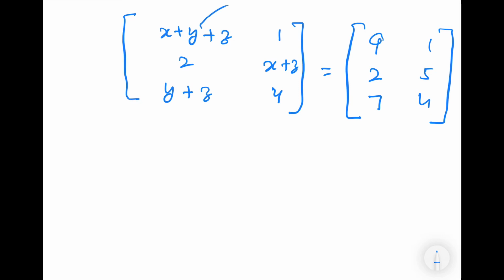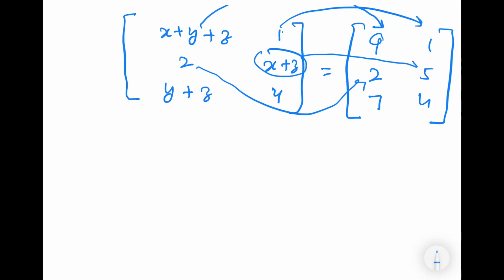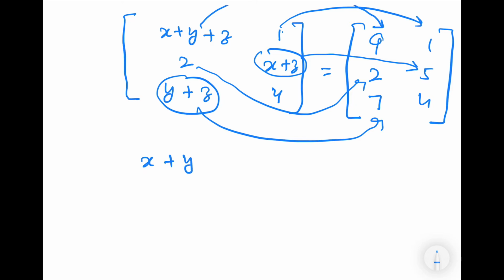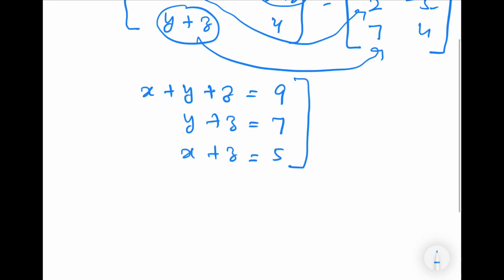See, each element is equal to the corresponding element, Aij is equal to Bij. 1 is equal to 1, 2 is equal to 2, and X plus Z is equal to 5, Y plus Z is equal to 7. So, we have got the equations X plus Y plus Z is equal to 9, Y plus Z is equal to 7 and X plus Z is equal to 5. So, you can very well calculate the values of X, Y and Z.